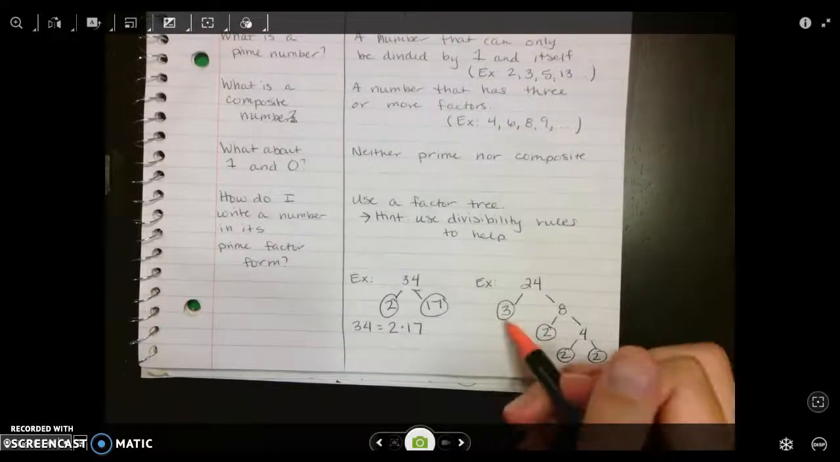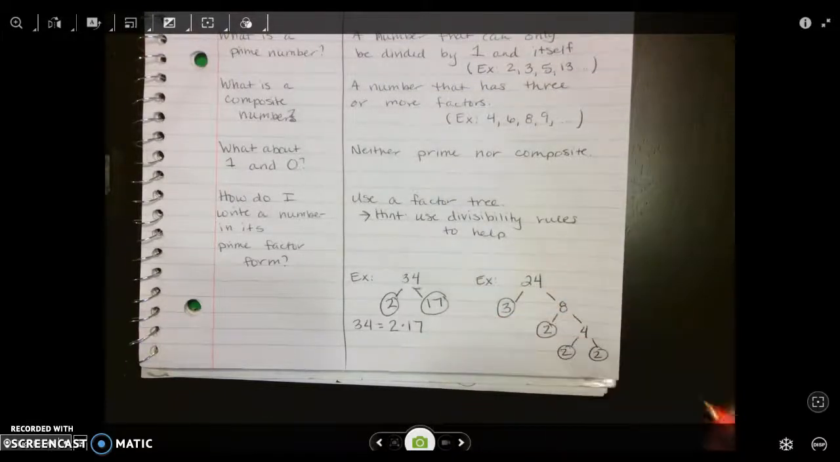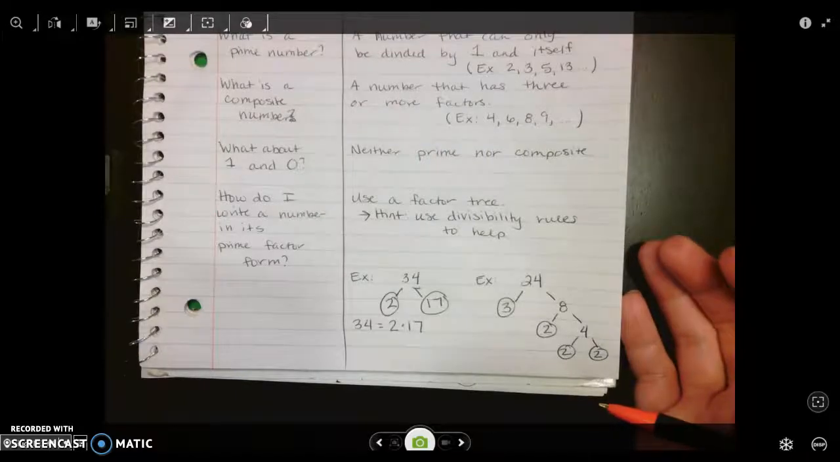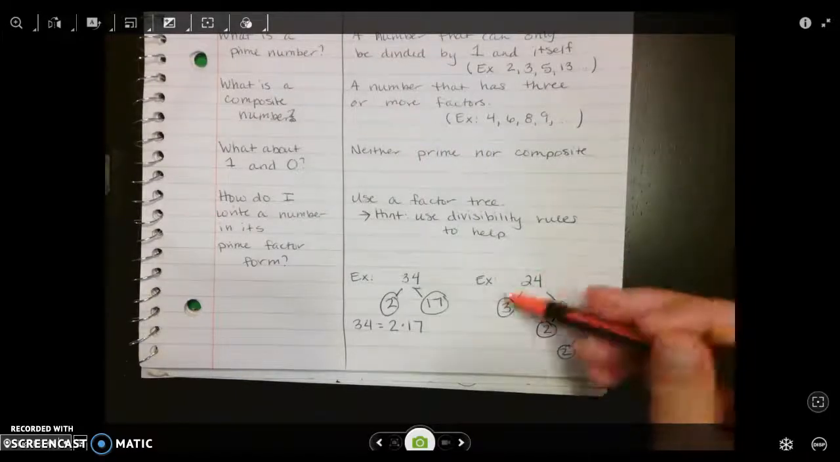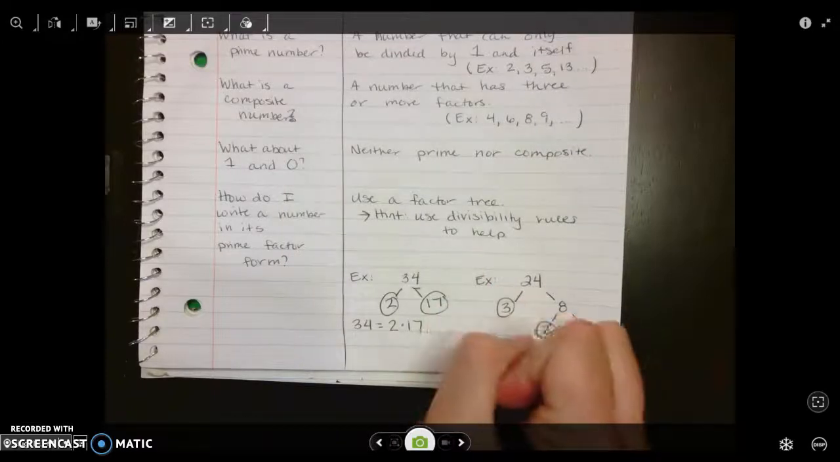Now, the reason why you don't want to break down and go off and do 1 and 3 is that you're just going to end up with 3 again, and you're going to break it down again to 1 and 3, and then 1 and 3, and you're just going to end up in a circle, and it's going to be really frustrating. So that's why I circle my prime numbers, just so I know that I'm done with that number. Now, I have everything done. I'm going to write my prime factorization of 24.